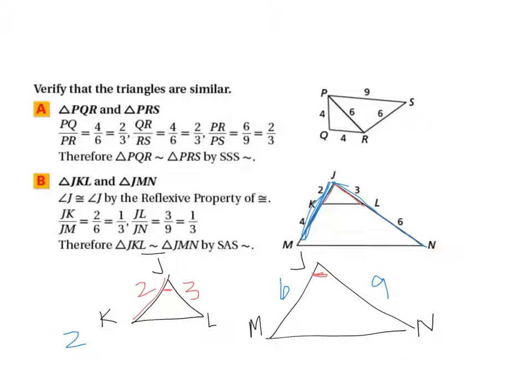I need them to be proportional. So I'm putting 2 over 6, the JK on the left with the JM on the right. And I'm going to set it equal to 3 over 9. And if I simplify these, 2 over 6 is 1/3, and so is 3 over 9. So I'm going to just put that they both equal 1/3. And so therefore they are proportional. So these triangles are similar by SAS. So when you have two triangles together and you're trying to prove that the triangles are similar, I would redraw those figures. You can see things a lot easier.